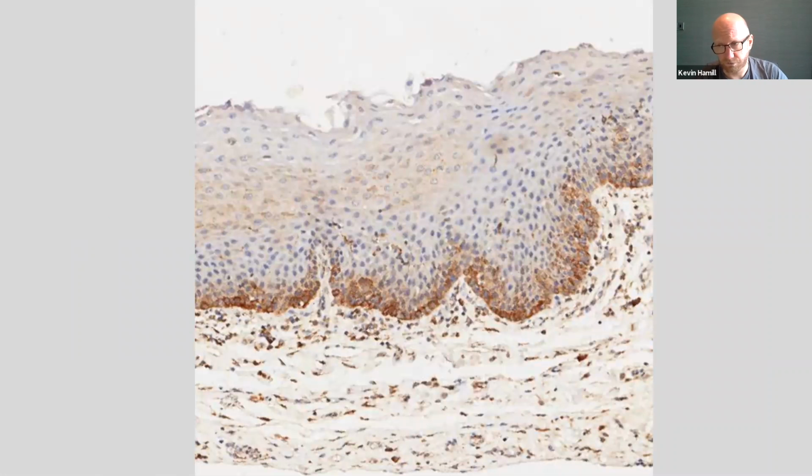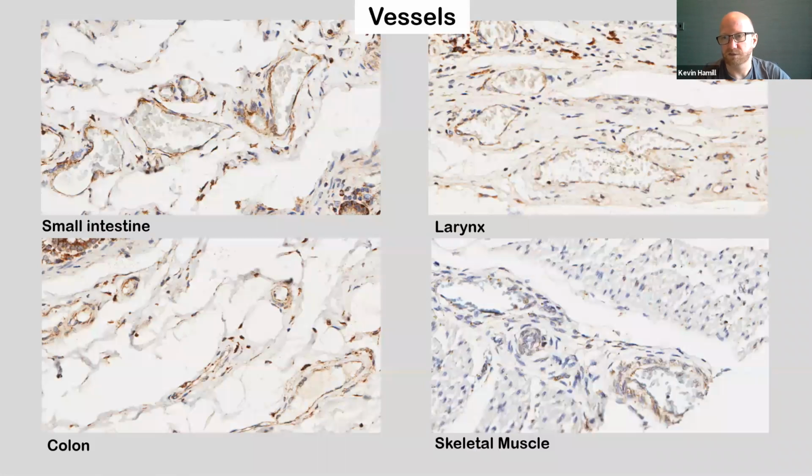So I'm going to show you later on some oral squamous cell carcinoma. So this is a normal larynx to show that, as you'd expect in epithelium, we're getting something, a different type of epithelium, we're getting something very similar to what you see in the eye. I showed you already that it was expressed in vessels, but that's true across a wide variety of different tissues.